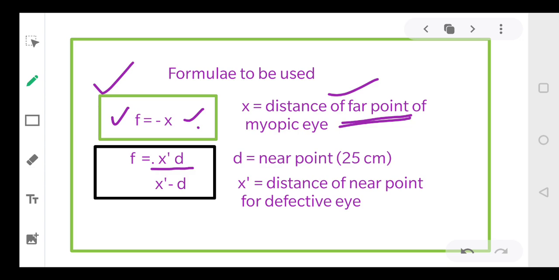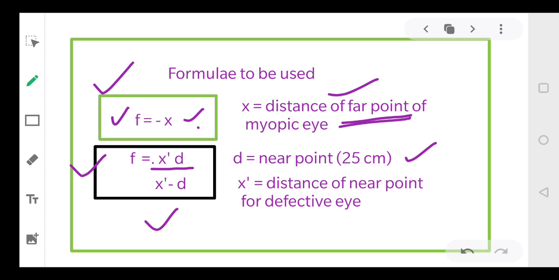Second, in case of hypermetropia, we will use this formula where f will be equal to x' d upon x' minus d. Now understand this formula very well. This d is the near point. And what is the value of the near point? 25 centimeter. What is the value of the near point?